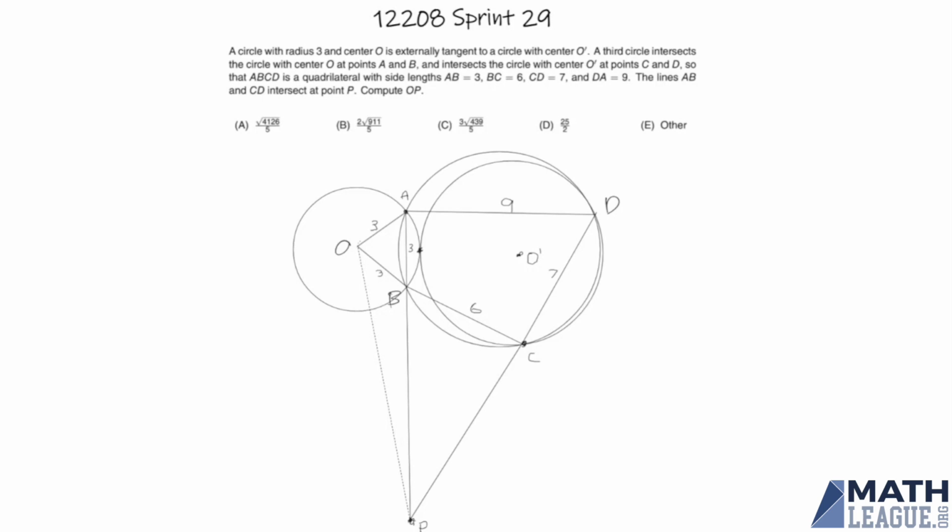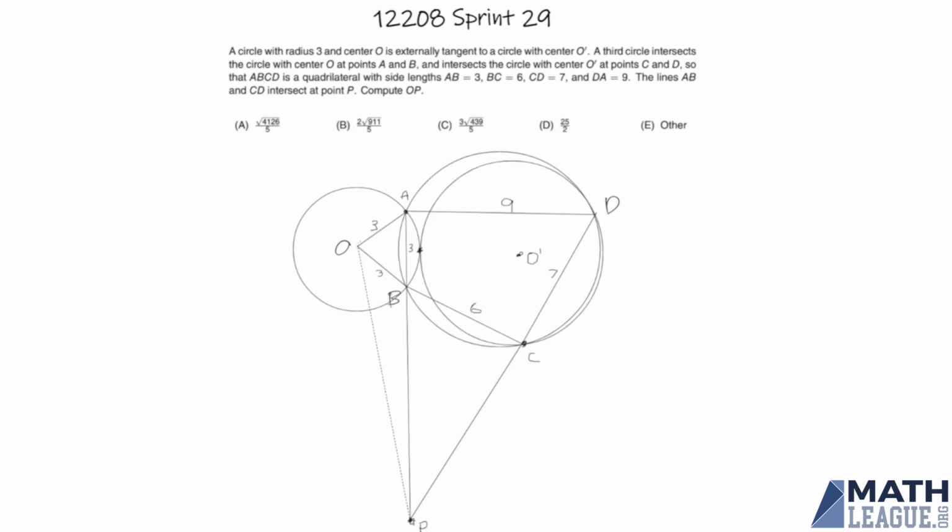This is problem 12208, sprint 29. A circle with radius 3 and center O is externally tangent to a circle with center O prime. A third circle intersects the circle with center O at points A and B and intersects the circle with center O prime at points C and D, so that ABCD is a quadrilateral with these side lengths. The lines AB and CD intersect at point P.